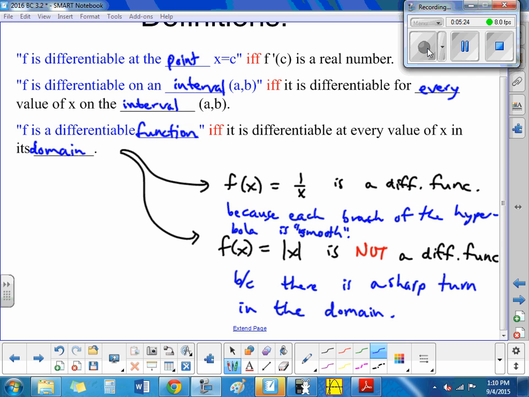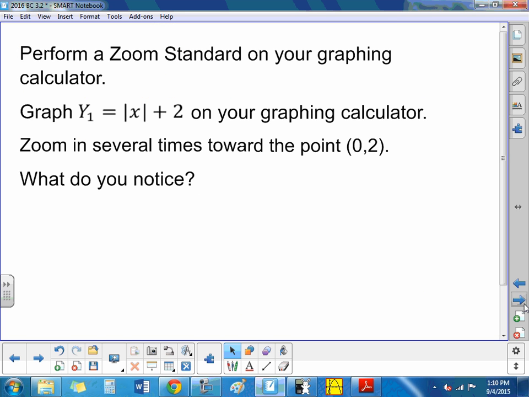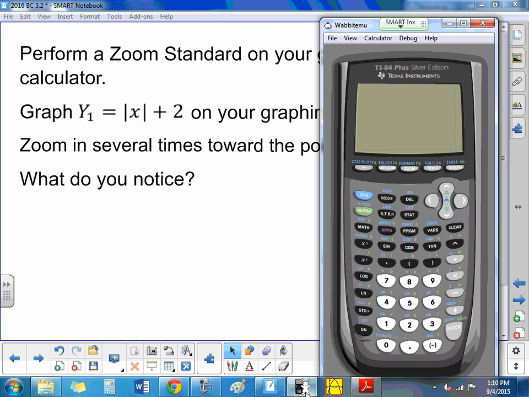So let's go on though. Let's try an activity real quick with our calculators. Let's graph y1 equals absolute value of x plus 2. And let's zoom in several times towards the point 0, 2. Okay? So I'm going to get my calculator ready here. Let's see here. Okay, we're going to do absolute value x. So you probably know where that is. You can find it under math, numbers, the first option there. Or you can go to catalog, it's the first option. So absolute value of x plus 2. And it says to do a zoom standard. So I'm going to do a zoom standard.